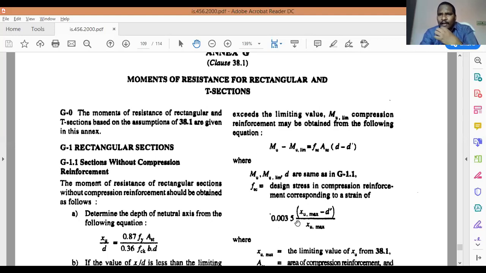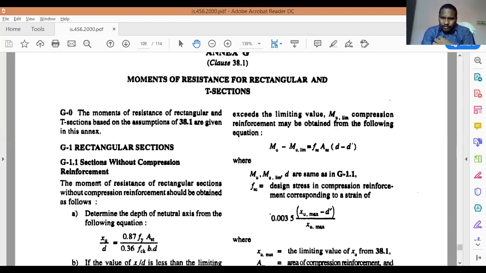Then we go back to the graph you saw yesterday, the stress-strain curves for the steel. From those graphs we'll find out the corresponding stress for this strain. The stress value we'll take as the FSC value. Then we substitute FSC here, and we'll get the ASC value. This is how we find out ASC.